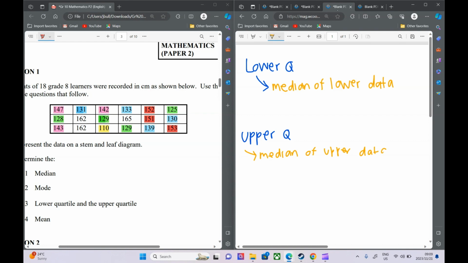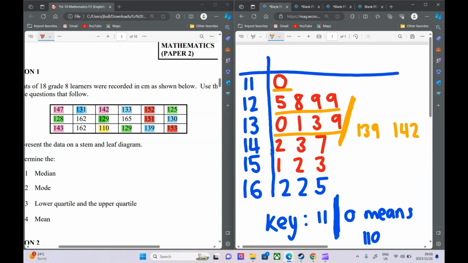We work it out pretty similar to how we do the median. So if we look back at our stem and leaf, this is why they ask you to draw it, because it is so useful. We want the median of this lower data, so I'm just going to cross out like I would to get the median. Okay, so we can see our median for the lower half, our lower quartile, is 129.